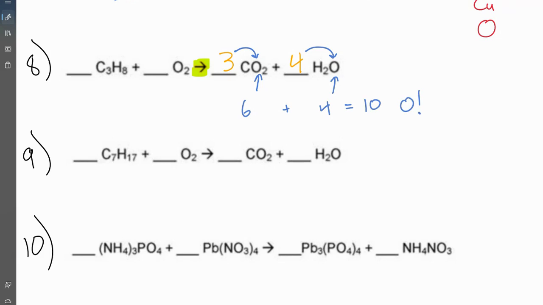Okay, so on the right we have 10 oxygens, but on the left we only have 2. How do we get from 2 to 10? Times 5. All right, so this means 1 C3H8 plus 5 O2 yields 3 CO2s plus 4 H2O.